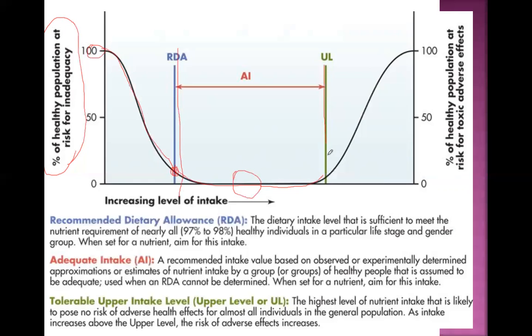Above the UL, we now look to the right side, and we have percent of healthy people at risk for toxic adverse effects. And so that would be a toxicity from the nutrient. And below the UL, it's a very, very low percentage. But above the UL, there's a very, very high percentage of the population, represented by this area under the curve, who would be at risk for nutrient toxicities.